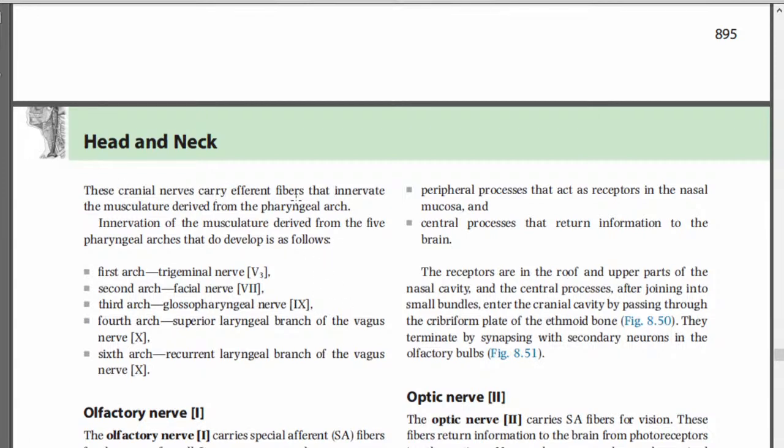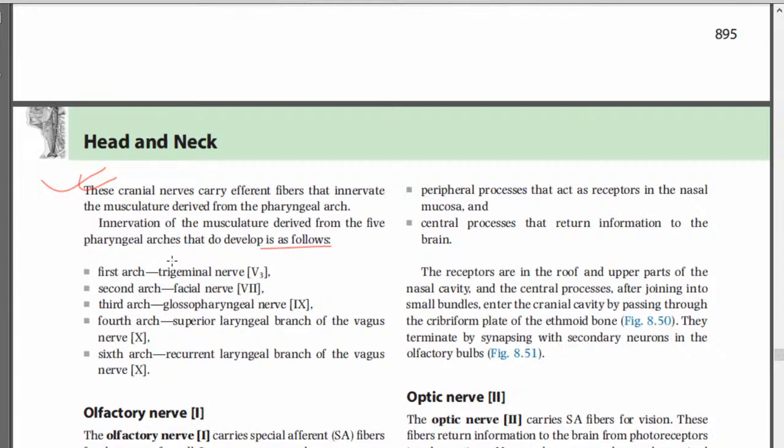These cranial nerves carry efferent fibers that innervate the musculature derived from the pharyngeal arch. First arch, trigeminal nerve. So the nerve that supplies each part of the pharyngeal arch is already defined during development. Innervation of the musculature derived from the pharyngeal arch is as follows.